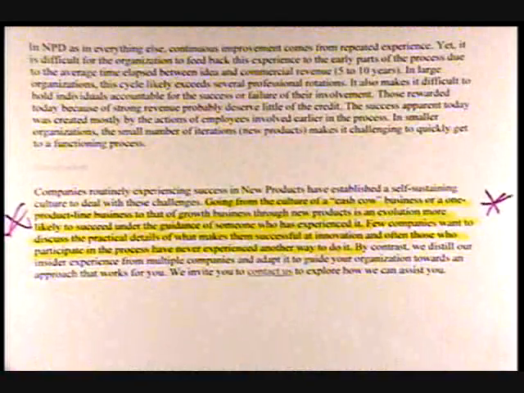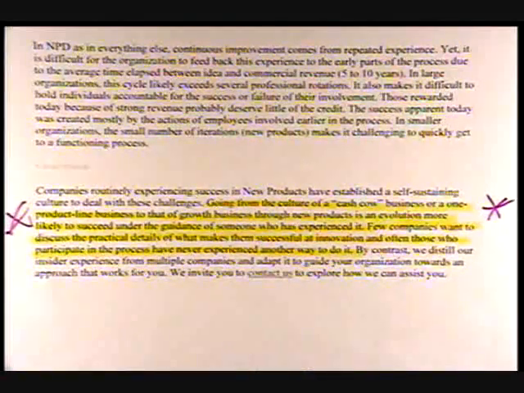Okay, next up is going from the culture of a cash cow business or one product line business to that of a growth business through new products. It is an evolution more likely to succeed under the guidance of someone who has experienced it. Few companies want to discuss the practical details of what makes them successful at innovation, and often those who participate in the process have never experienced another way to do it.